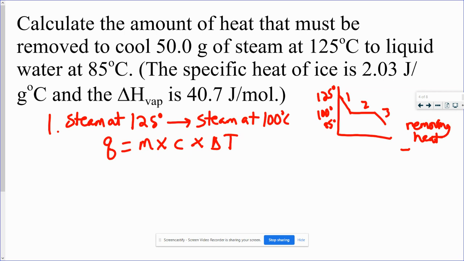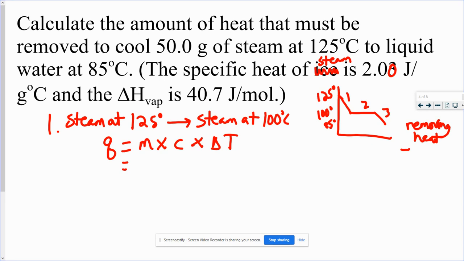So I noticed that there is a little mistake in this problem. It gave me the specific heat of ice. I need the specific heat of steam. Okay, but it is also right around 2 joules per gram degree Celsius. So for that, I'm just going to use that. I think it might be 2.1. I'll look that up later. But for now, we're just going to use that.